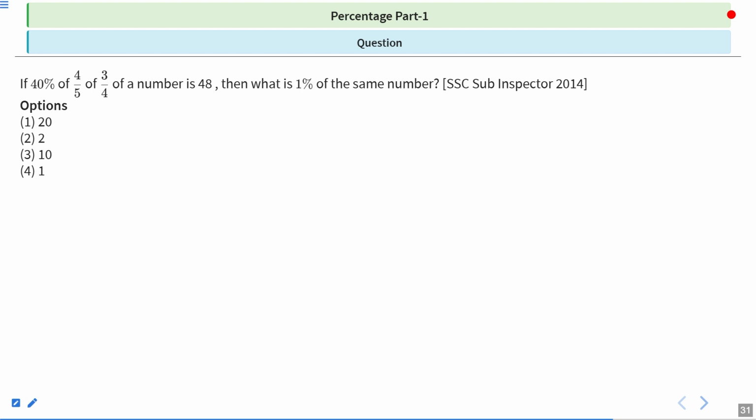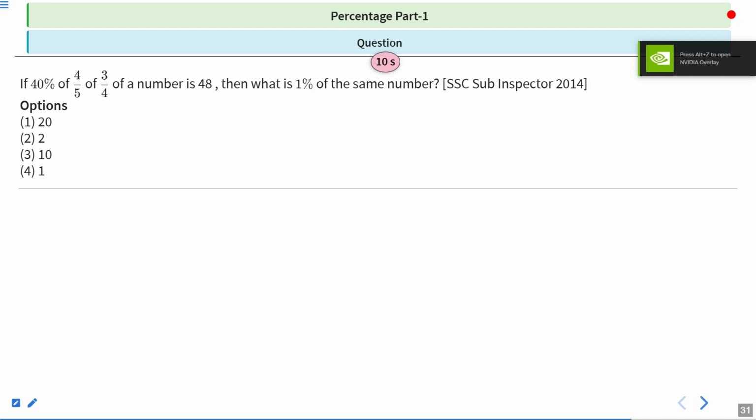If 40% of 4 by 5 of 3 by 4 of a number is 48, then what is 1% of the same number? This question was asked in the SSC Sub Inspector Exam 2014. There are four options. A is 20, second is 2, third is 10, and fourth is 1. Now you have 10 seconds to solve this question. Your time starts now.